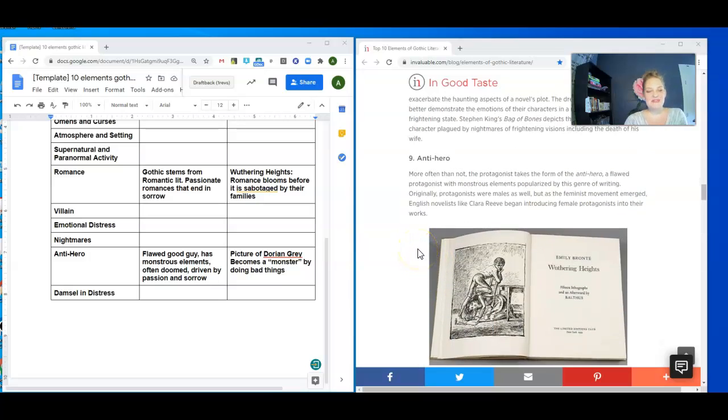Anti-hero. More often than not, the protagonist takes the form of the anti-hero, a flawed protagonist with monstrous elements. If you think about traditional heroes, like fairy tale heroes, they are absolutely pure and good, right? We don't see any bad sides to them. They just go in, they save the day, they rescue the girl, they are just pureness and goodness. In Gothic literature, they aren't. We see their bad side. We see that they have monstrous elements to them as well.